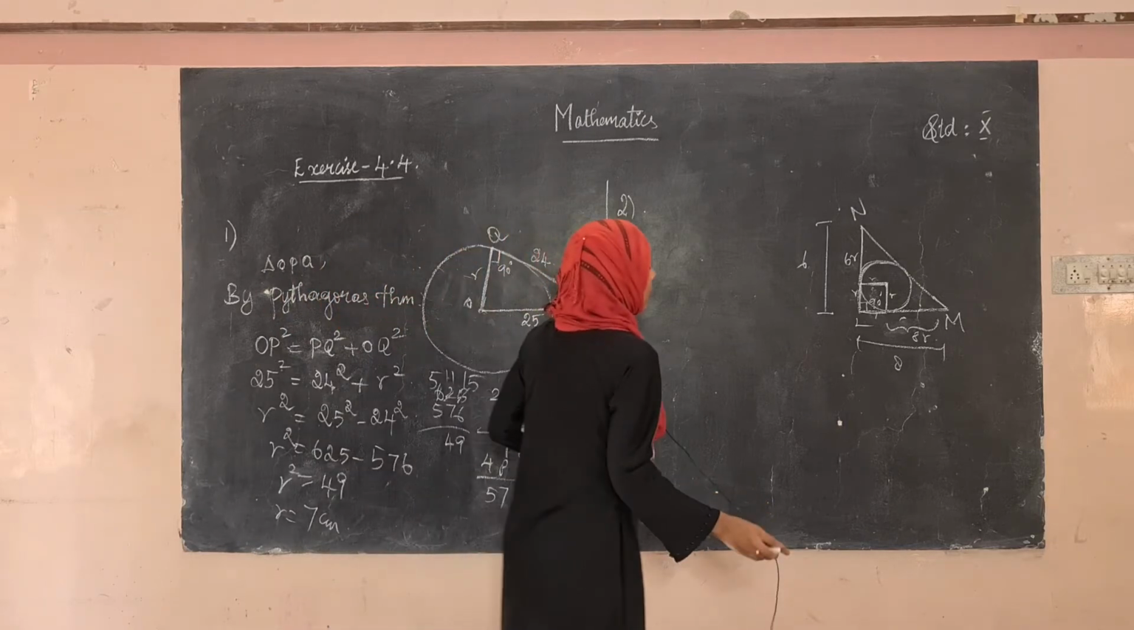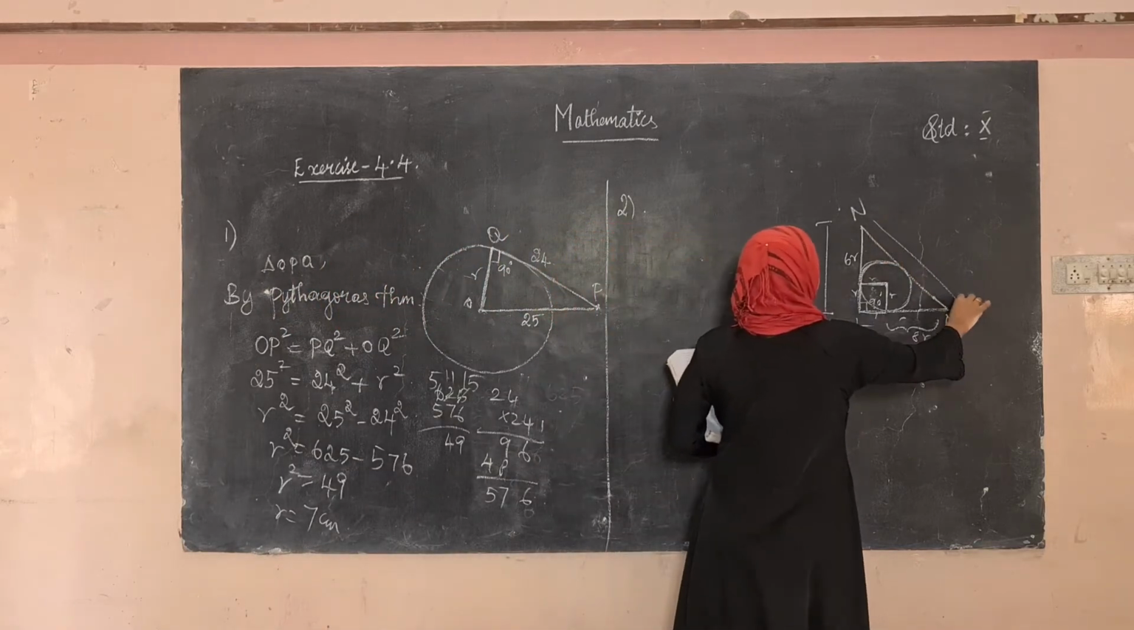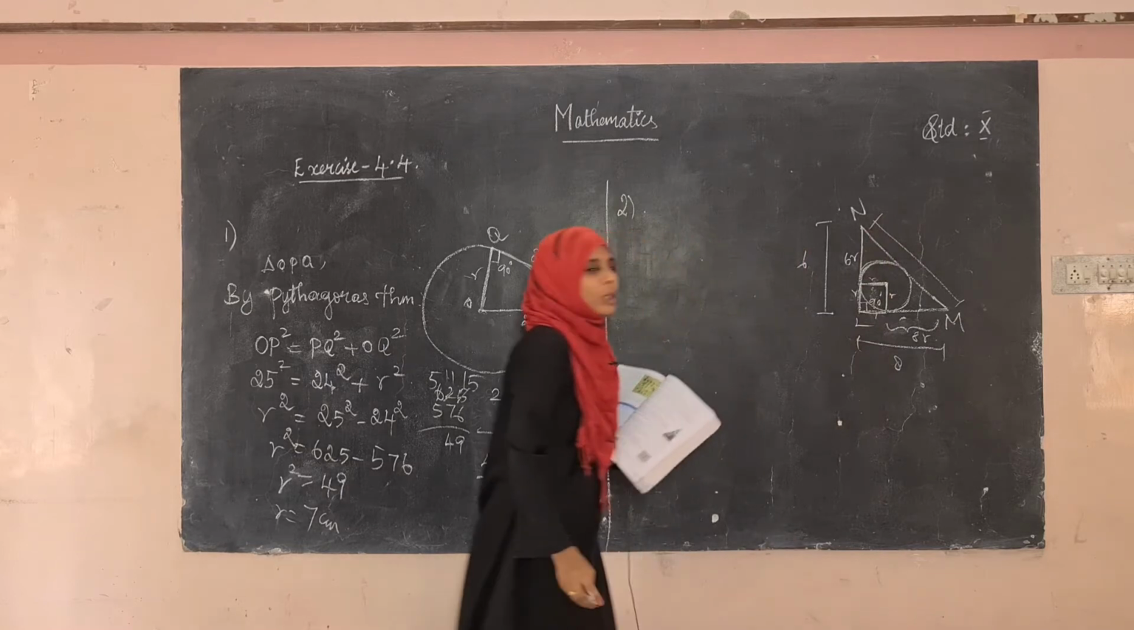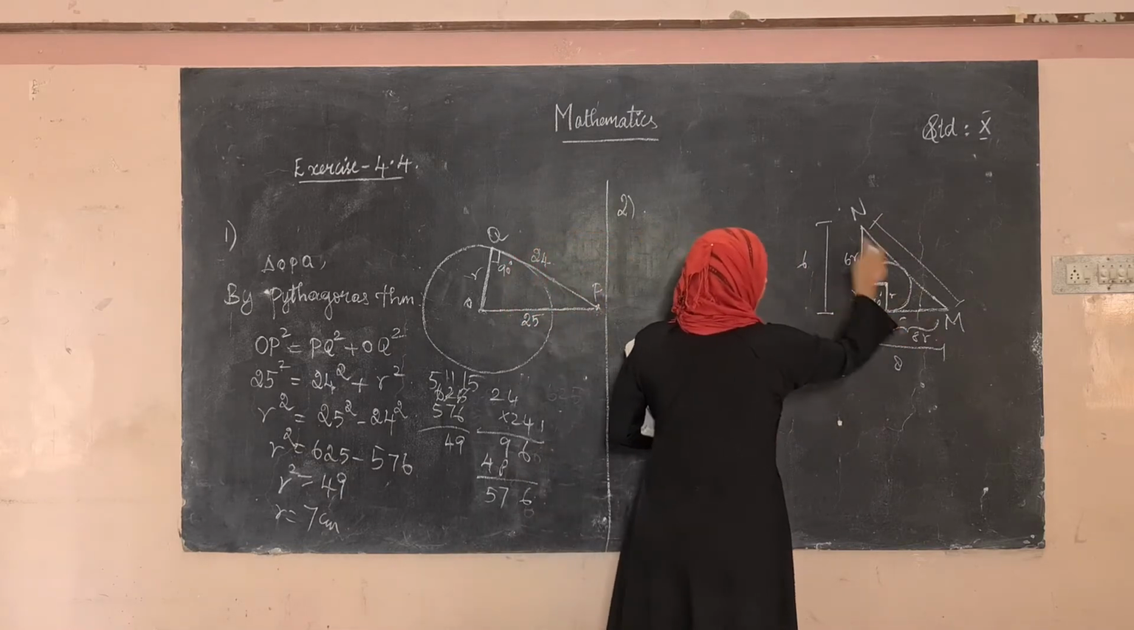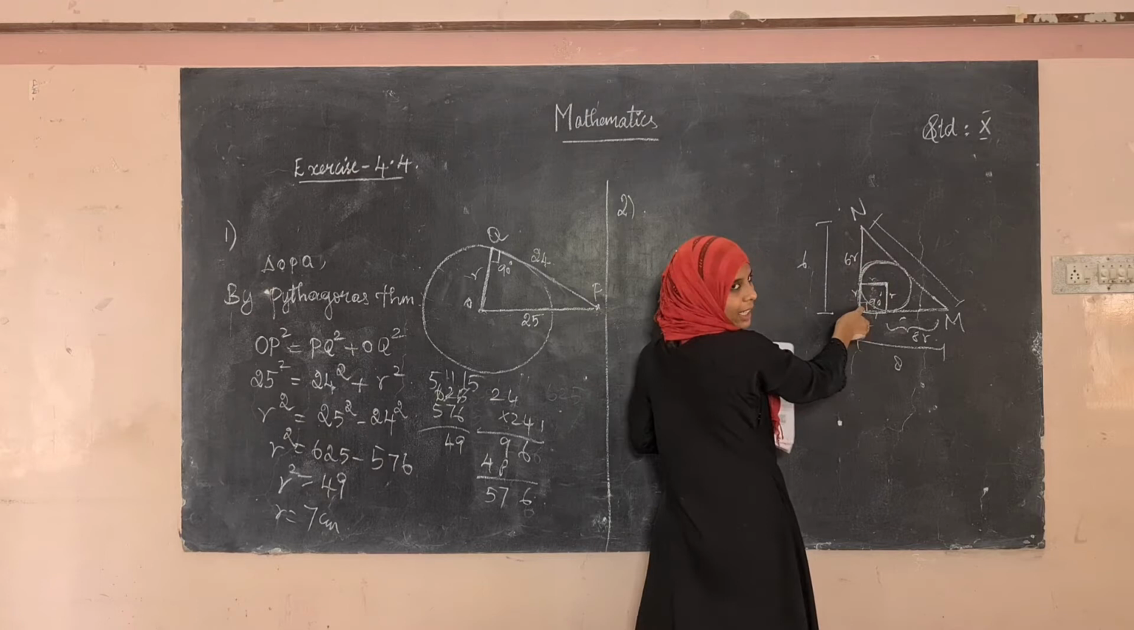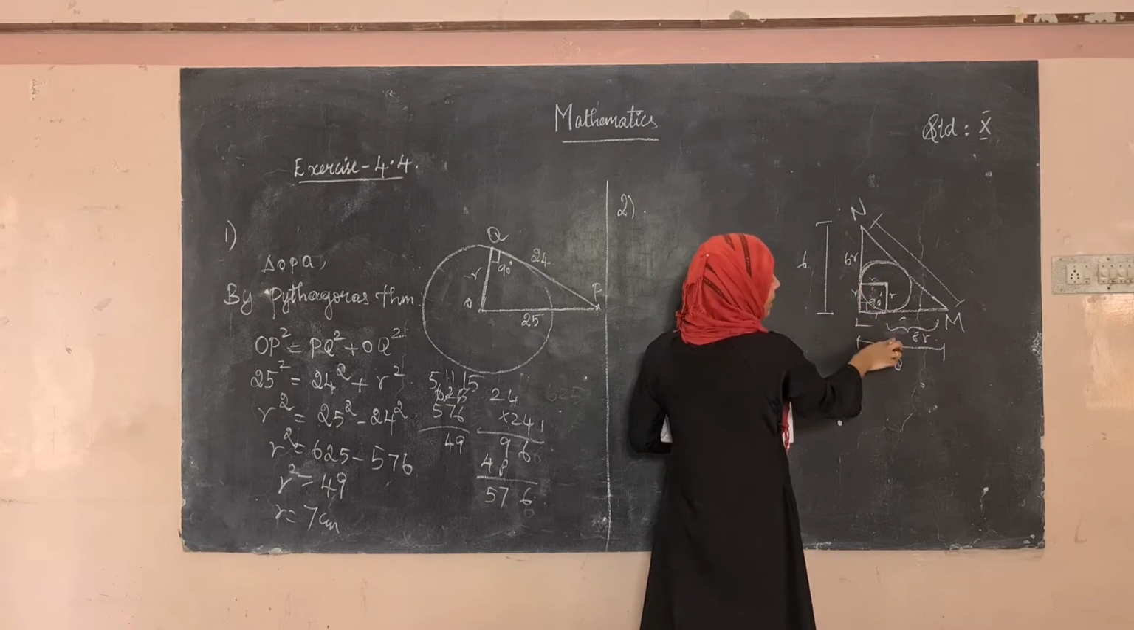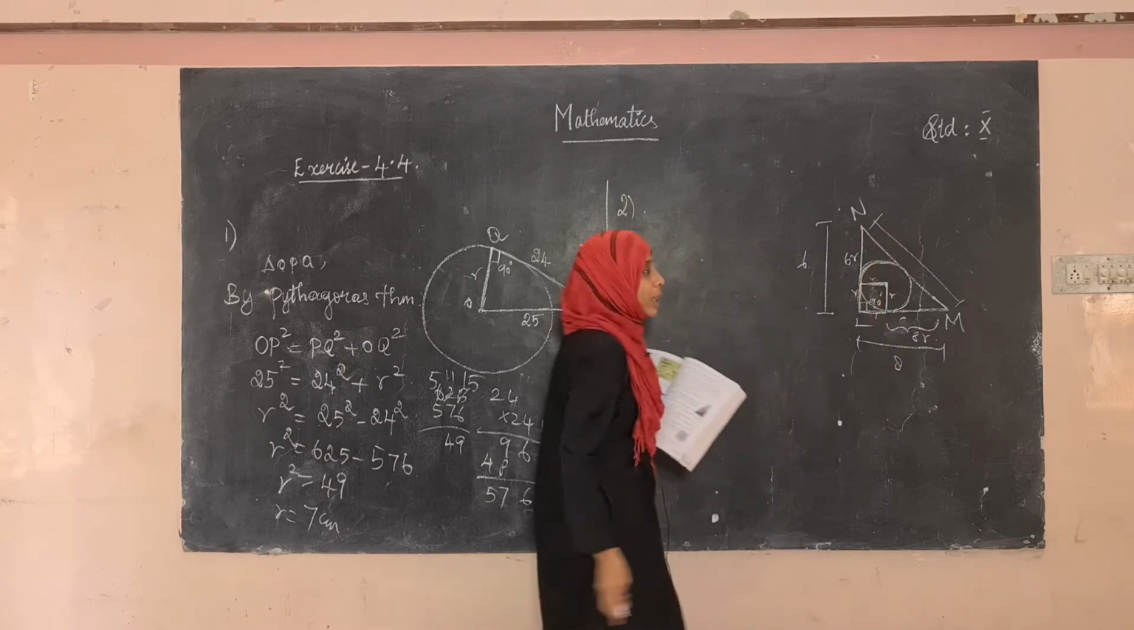Okay, see here, before that you have to find this value. So how can you find that value? See here, this triangle LMN is a right angled triangle at L, and we know two values, this is 6 and this is 8. From that we can find that value, right?